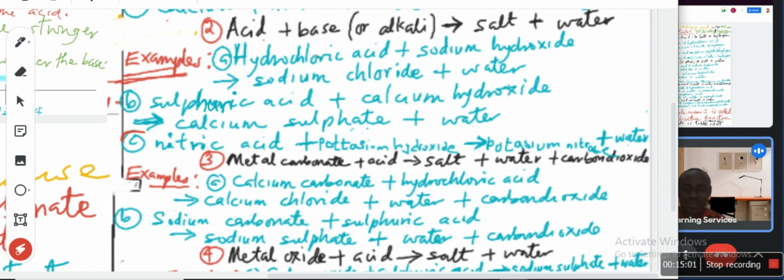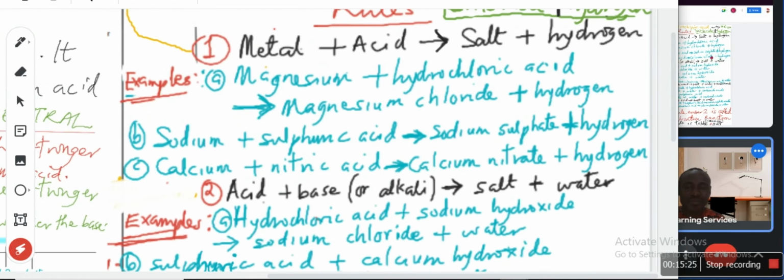Now example 2C. Nitric acid plus potassium hydroxide will give potassium nitrate plus water. Because it's acid plus alkali that gives salt plus water. Compare it with acid plus metal, or metal plus acid. What does metal plus acid give?